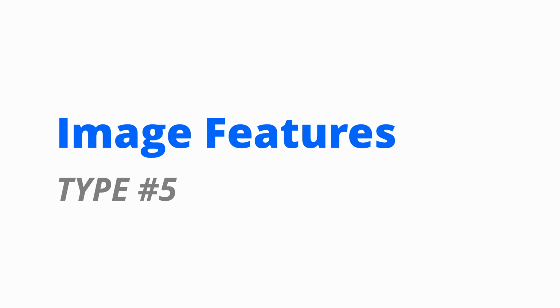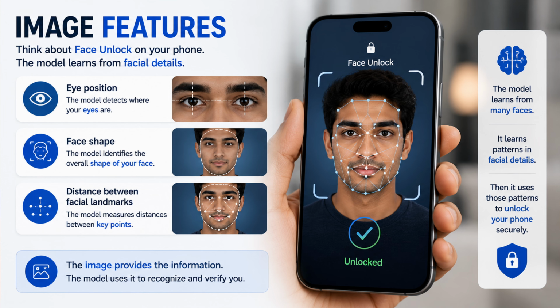The last type is image features. Think about face unlock on your phone. The model learns from facial details, eye position, face shape, distance between facial landmarks. The image provides the information. In machine learning, the visual details are called image features.